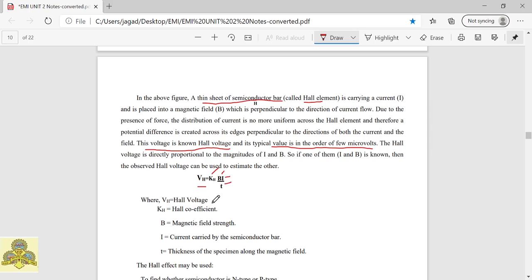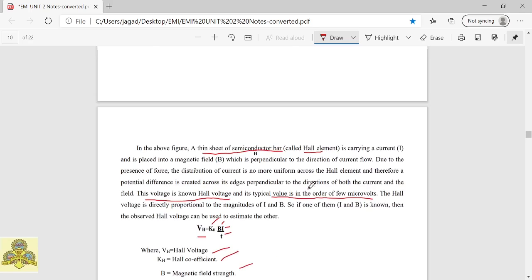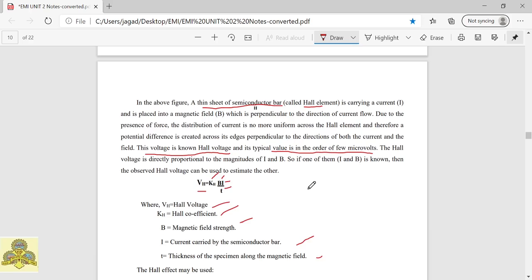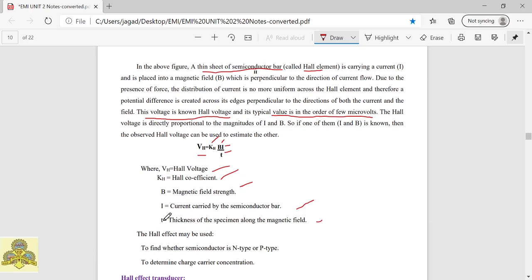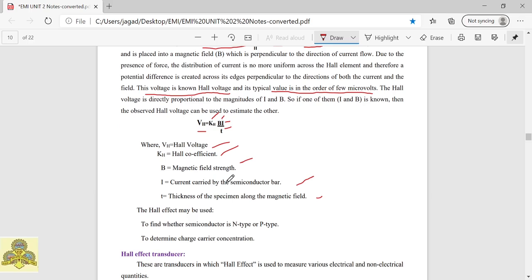So what is VH here? VH is the Hall voltage developed at the edge of the thin semiconductor bar. KH is the Hall coefficient. B is the magnetic field strength applied. I is the current carried by the semiconductor bar. And T is the thickness of the specimen along the magnetic field. The thickness of the thin semiconductor bar is nothing but T here. Fine. So the voltage developed across the edges depends upon these three factors: B, I and T.